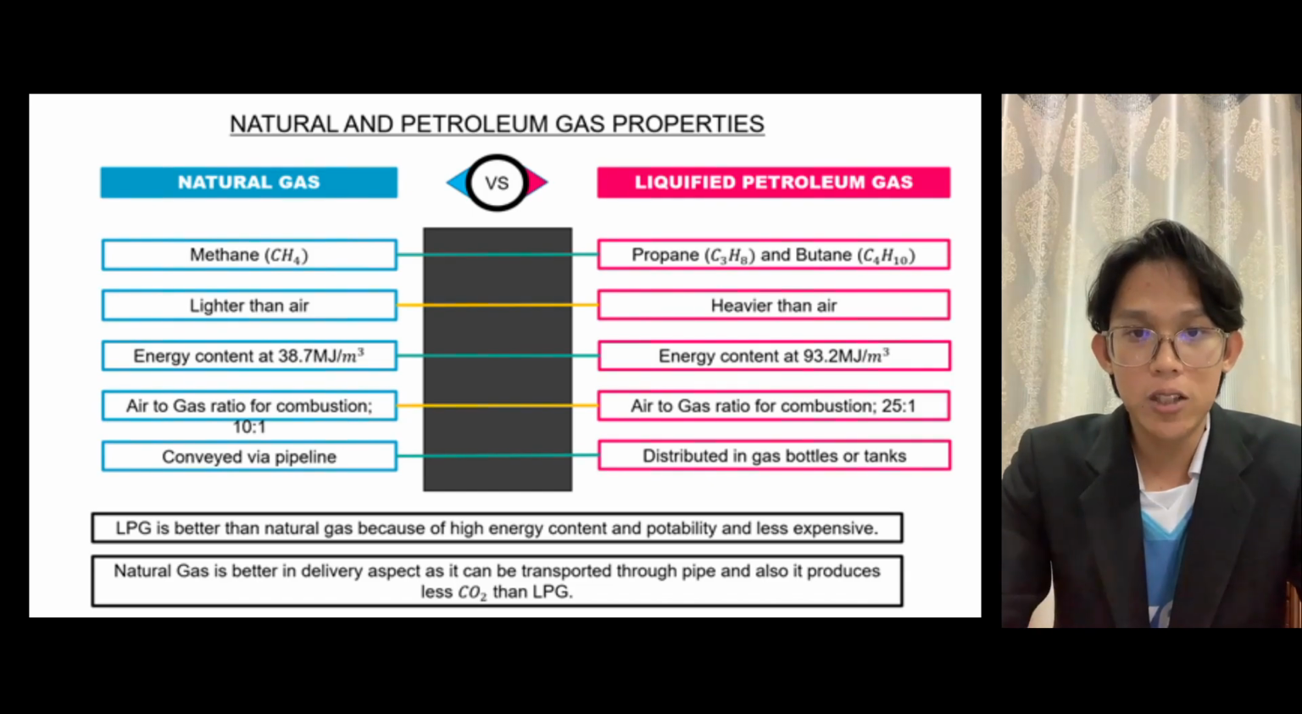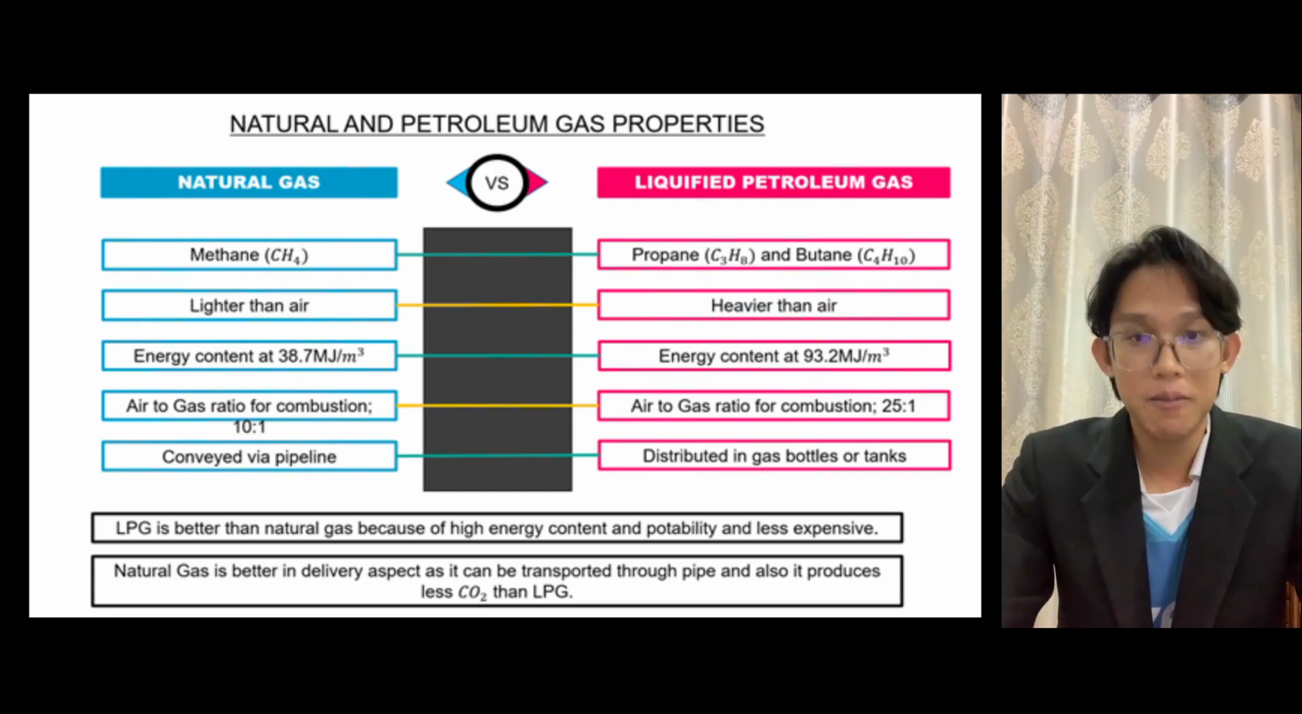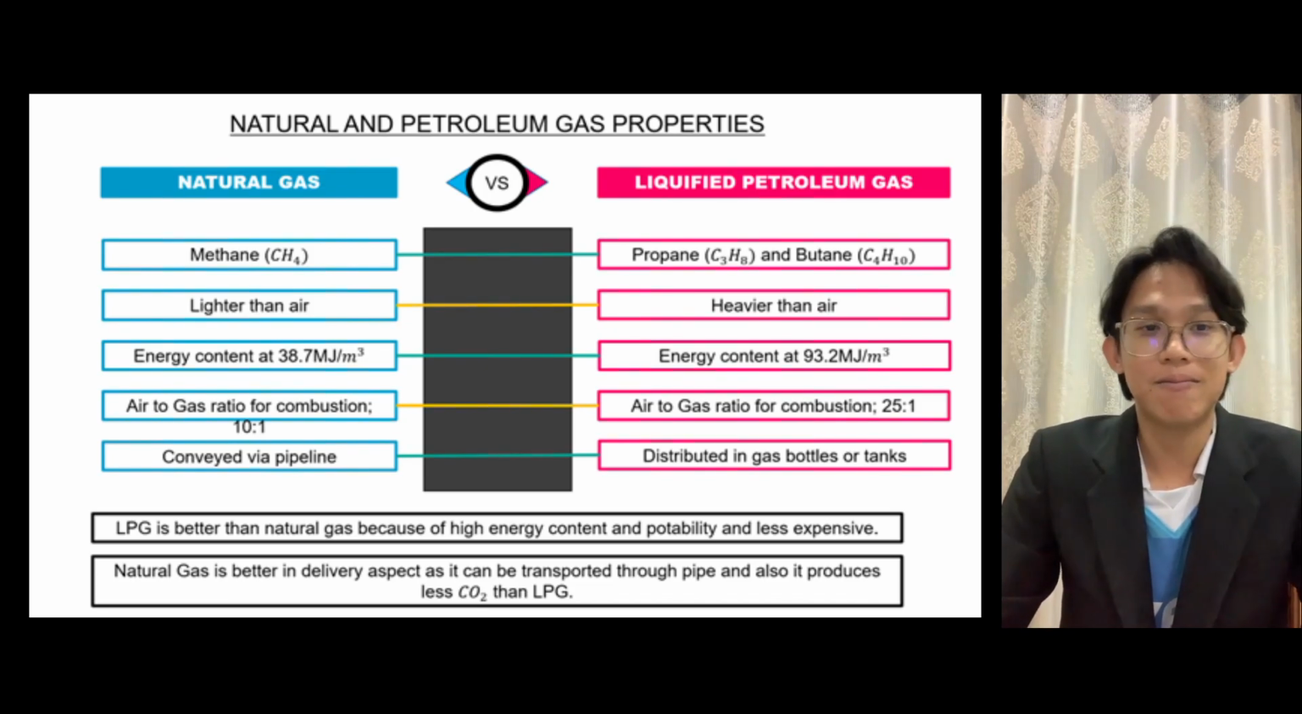In terms of energy content, LPG has a higher energy content, so less gas is required to produce the same amount of heat. LPG compared to natural gas has more than double the energy content at 93.2 megajoule per meter cube, while natural gas is at 38.7 megajoule per meter cube. So LPG is much more efficient than natural gas.